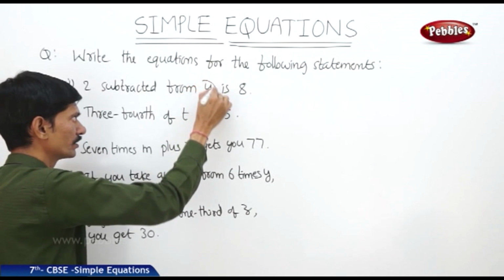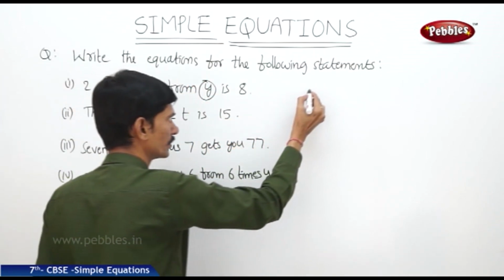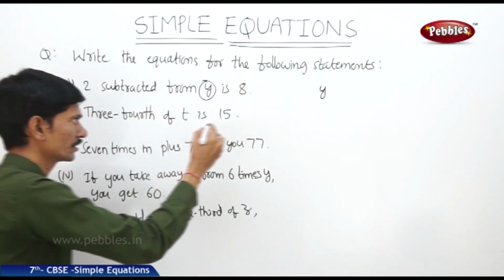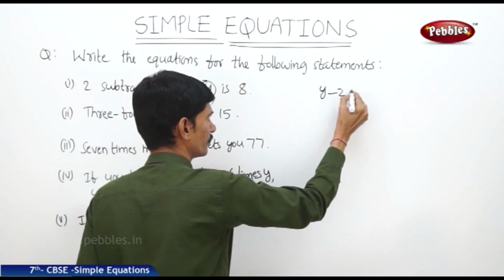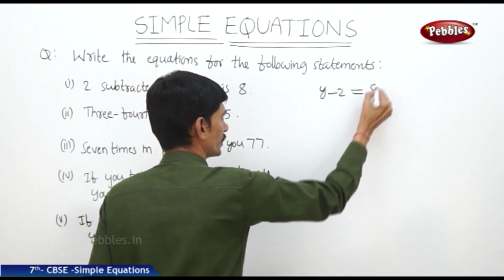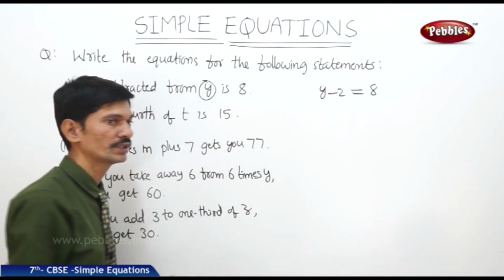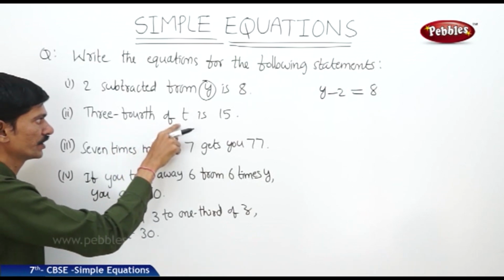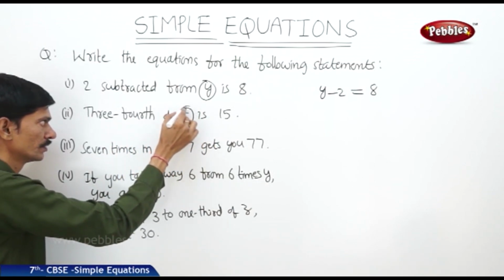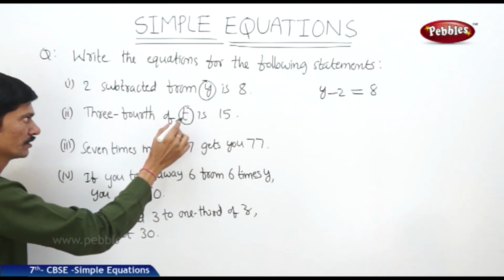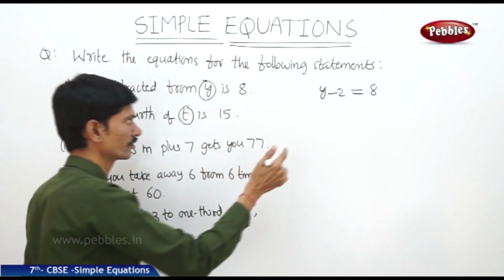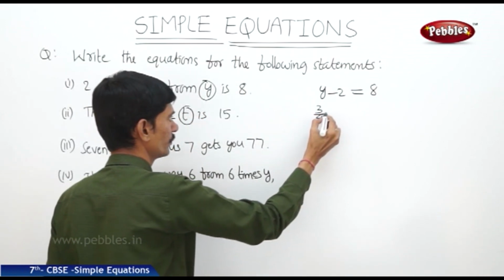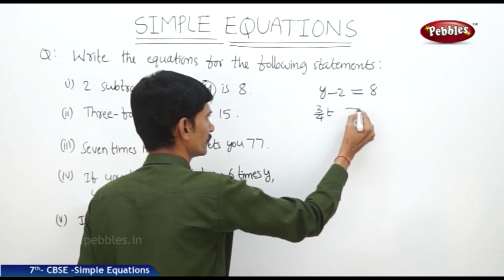So from the variable y, 2 subtracted. So first we will write y. From the variable y, 2 subtracted, so minus 2. Then we get 8. So the equation is y minus 2 equals 8. Now next statement. 3/4 of t is 15. Here the variable is t and 3/4 means 3 by 4. So 3/4 of the variable t equals 15.